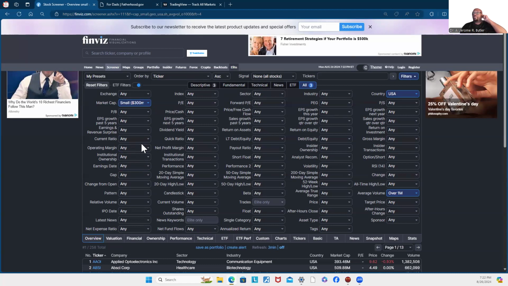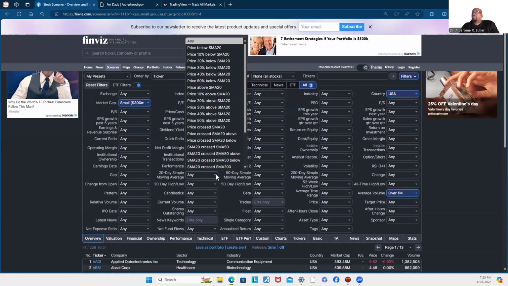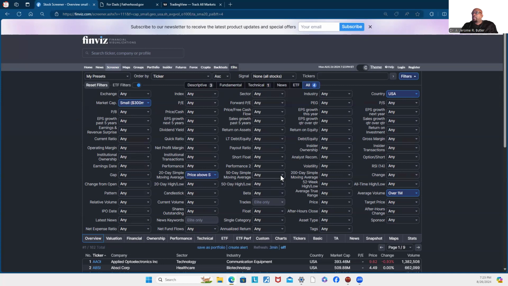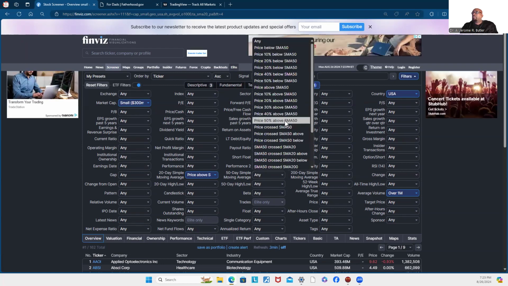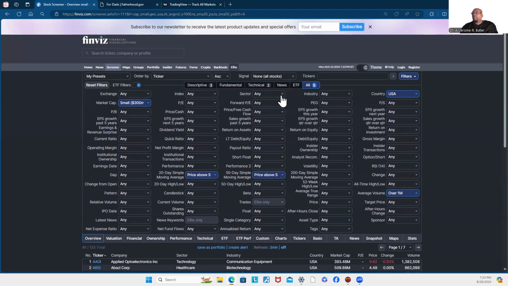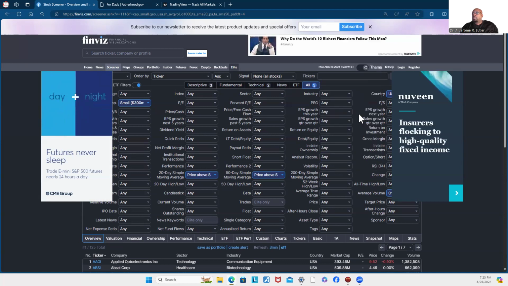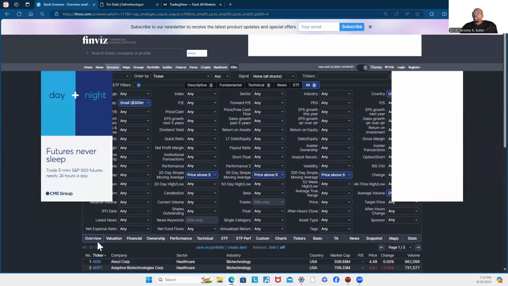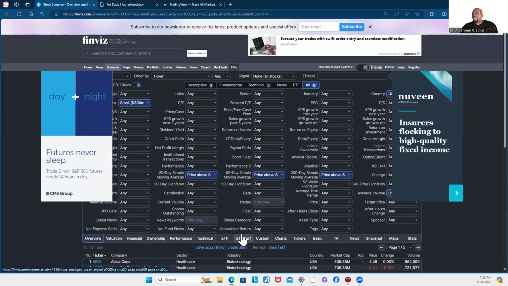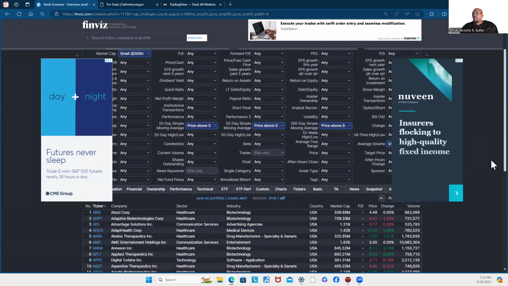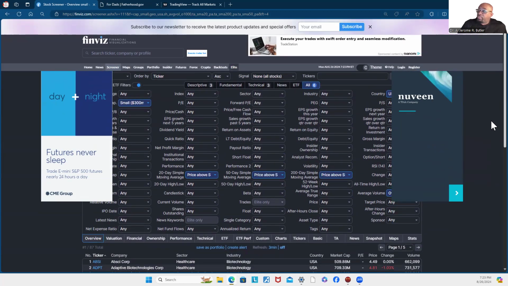258. The next thing that we want to look at is our moving averages. So price above the 20-day, same thing, price above the 50 and price above the 200. That narrows us down to 87. Like I said, a great tool to help you filter out some of the things you want and some of the things you don't want.